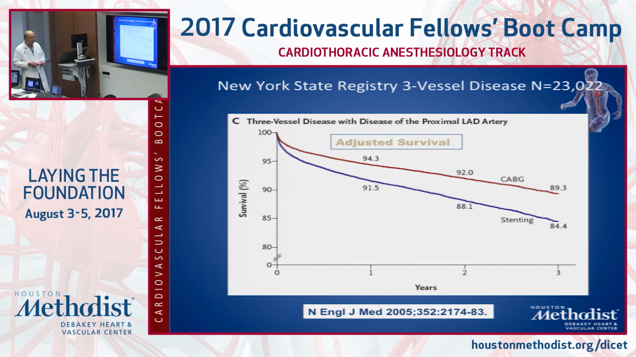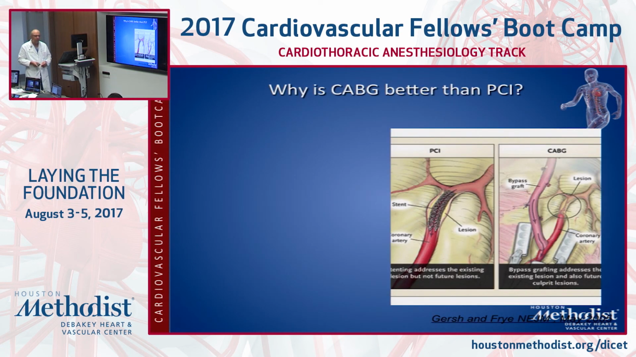Duke has maintained a registry for decades now, about 2 decades, which shows a similar sort of curve to this one. These data were published in 2005, and they've continued to follow them, and they show the same thing, indicating that certainly in registry data, 3-vessel disease with proximal LAD, CABG shows superior survival to PCI alone. So we talked about stents and different types of stents, but why is CABG better than PCI?